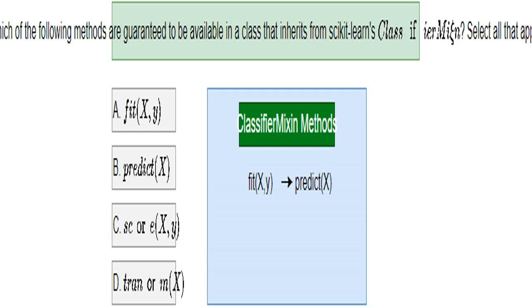This is the main question. We need to identify which methods are guaranteed to be available in a class that inherits from ClassifierMixin. We're looking for essential parts of the classifier's interface.